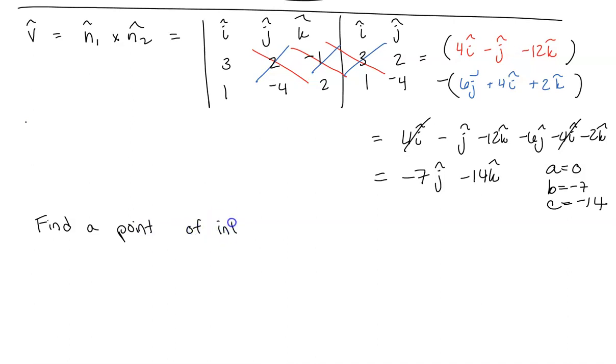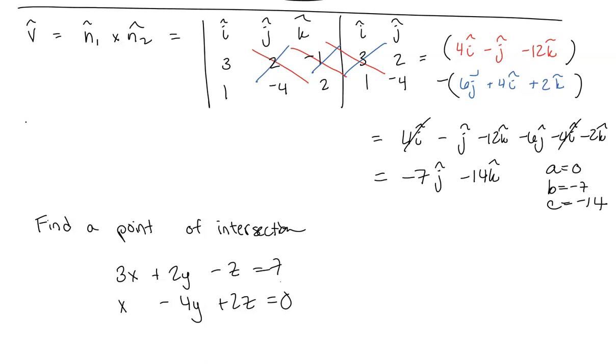So we will find a point of intersection, and I'm going to start with 3x plus 2y minus z equals 7, and x minus 4y plus 2z equals 0. We don't care which point it is where they intersect, we just need a point.